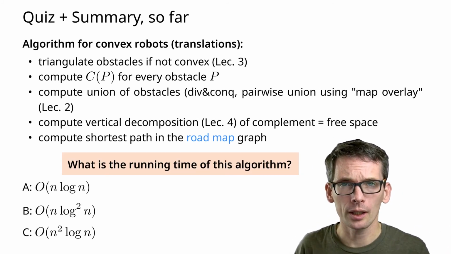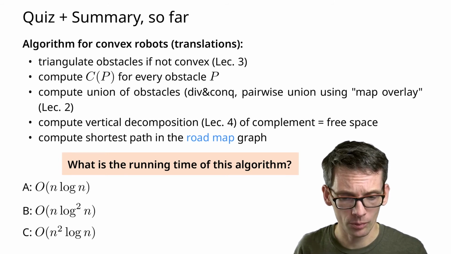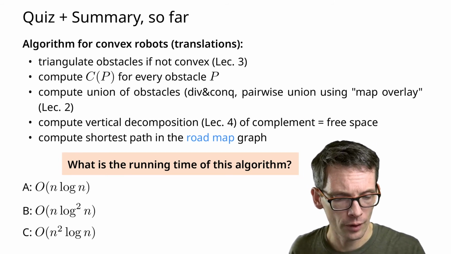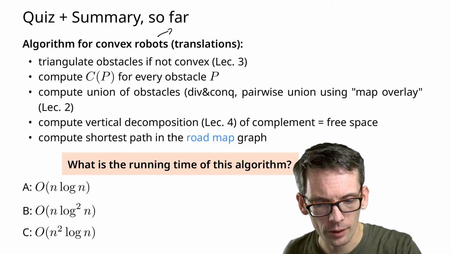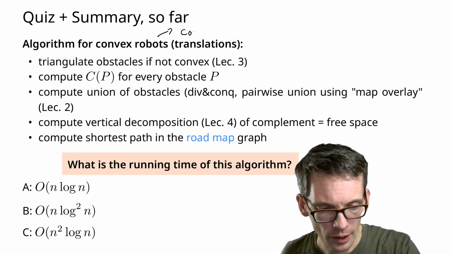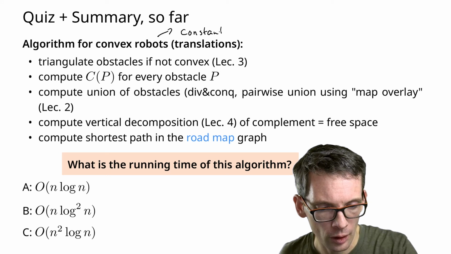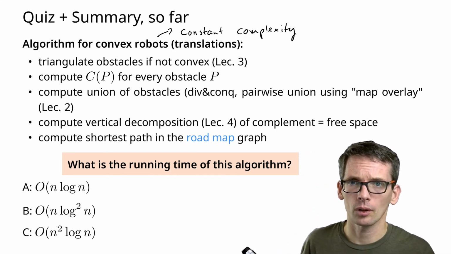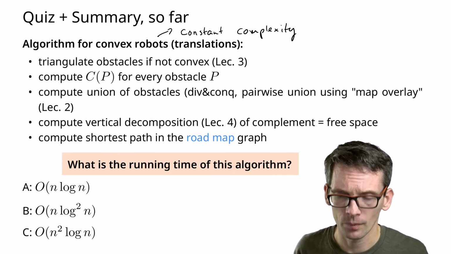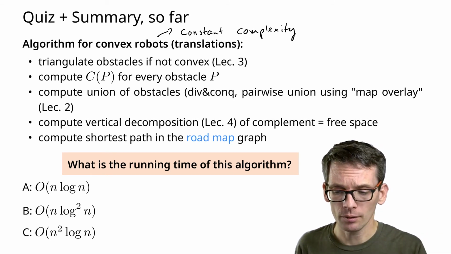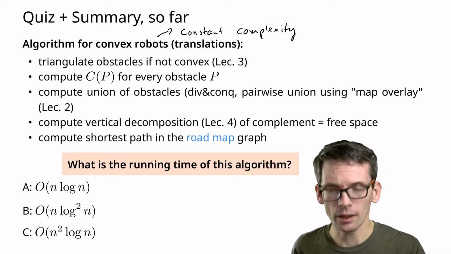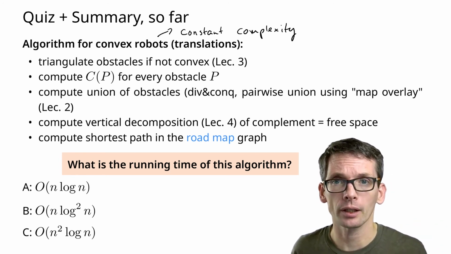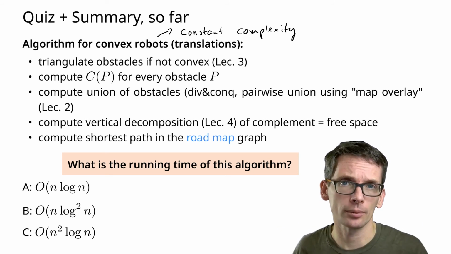So what is the running time of this algorithm? More specifically, what is the running time if the robot is convex and has constant complexity? Think of a rectangle or similar. Is the running time n log n, log squared n, or n squared log n? And you can always think of these running times as being expected.